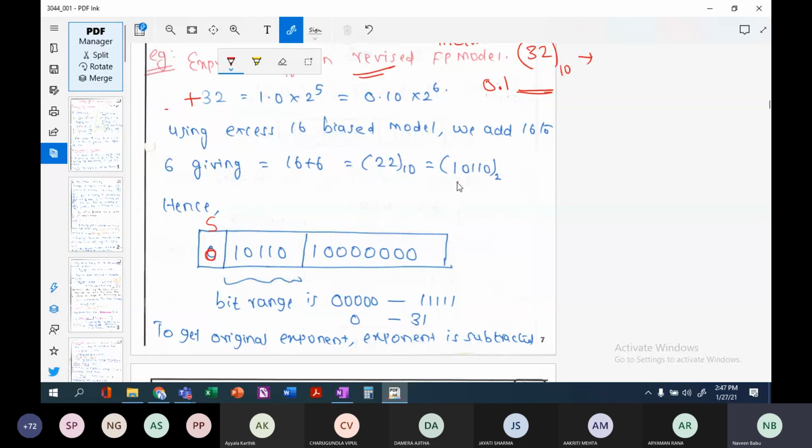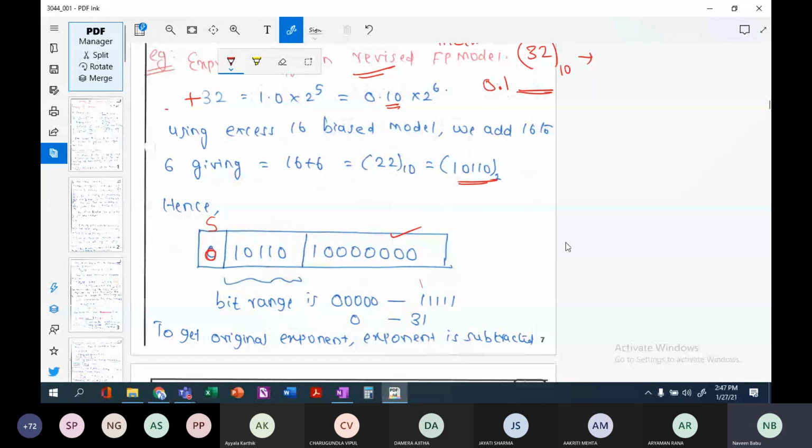What is the exponent after biasing? It is 10110. Now, what will be the range of this biasing? If it is 5-bit, it will be from 0 to 31, so a total of 32 values. Now, what is the significand value? The significand is 0.1, so it is 1000, and so on. This is your significand value.